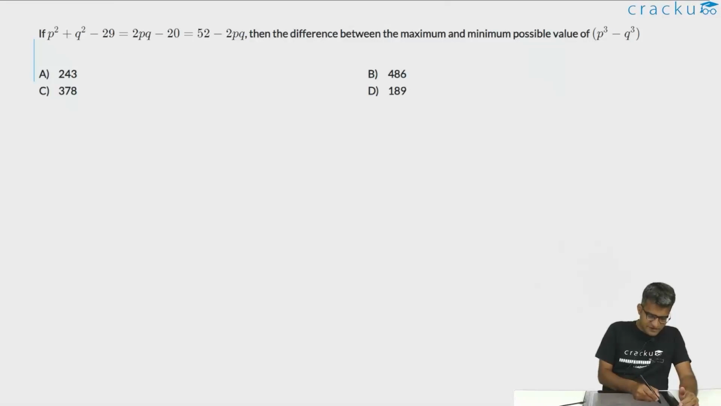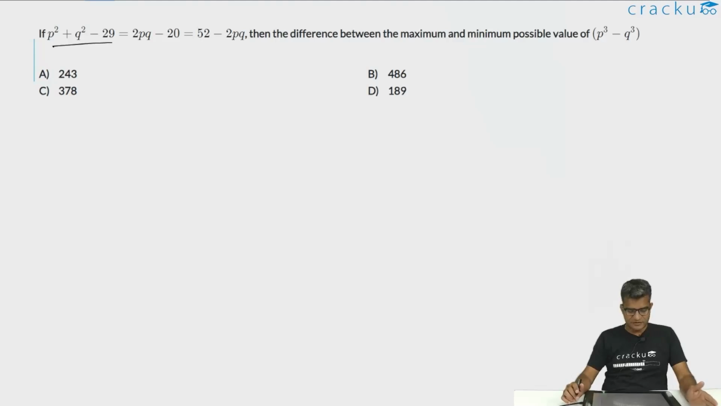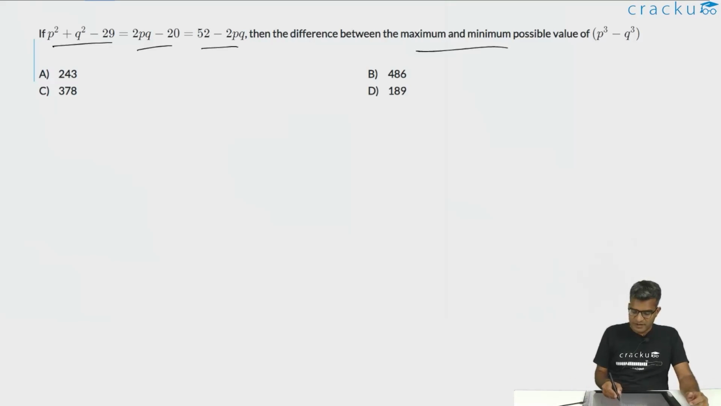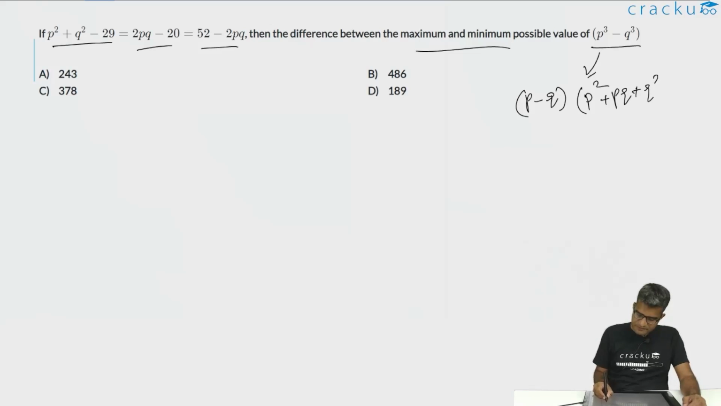In this question, we are given two equations. We are told that P square plus Q square minus 29 is equal to 2PQ minus 20, which also is equal to 52 minus 2PQ. We are asked to calculate the difference between the maximum and minimum possible value of P cube minus Q cube. What is the value of P cube minus Q cube? This is equal to, if you factorize it, P minus Q into P square plus PQ plus Q square.